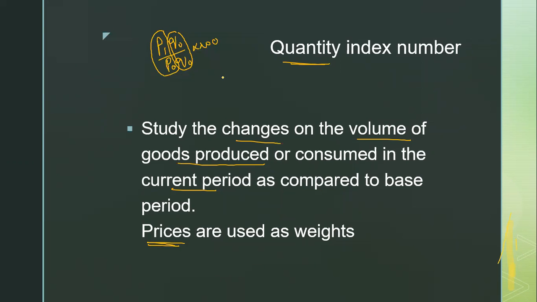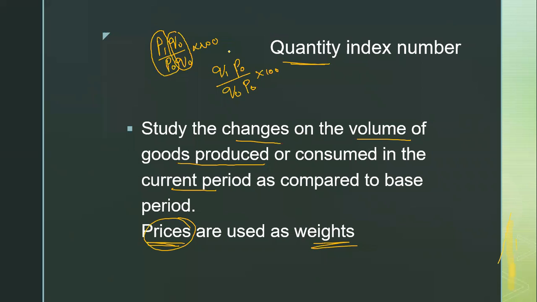Here we give importance to the quantity of the base and the current year. So we write Q1 divided by Q0, whereas price we consider as weights. So we will apply the prices of the base year or the current year. Whichever method we apply, we apply the weights that method requires.